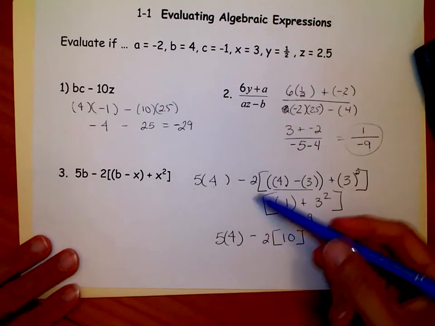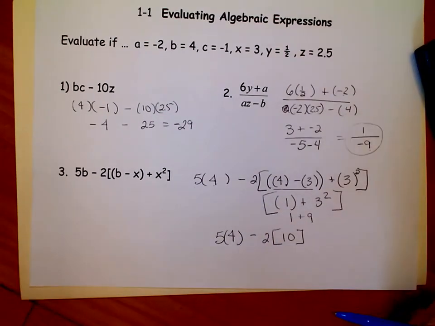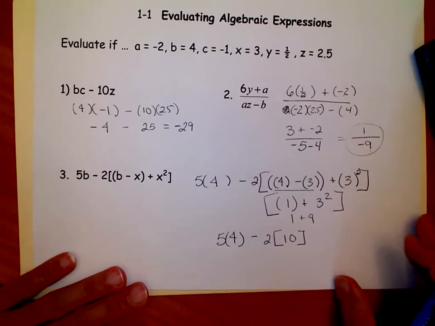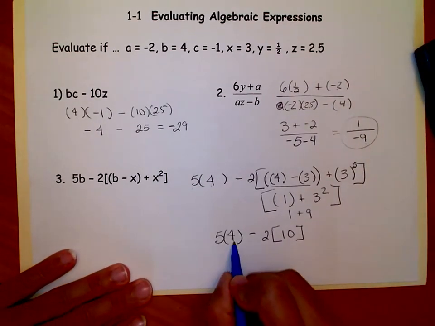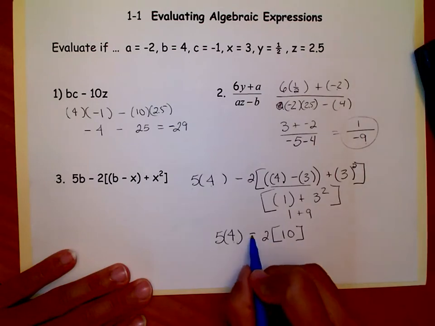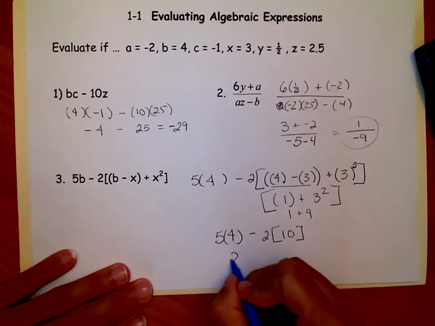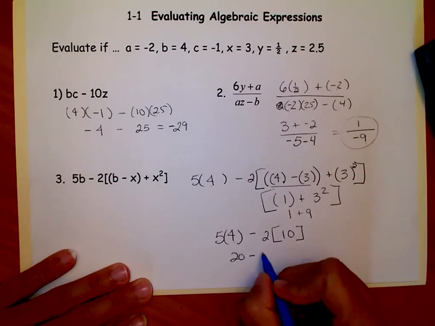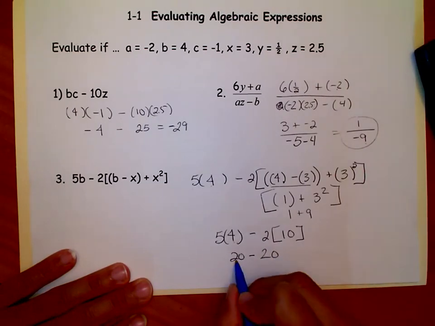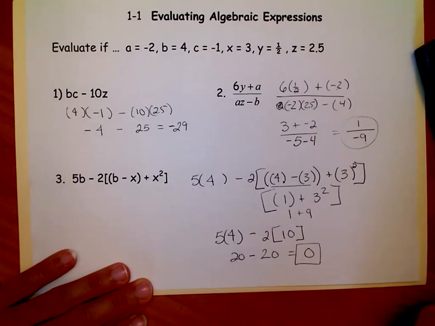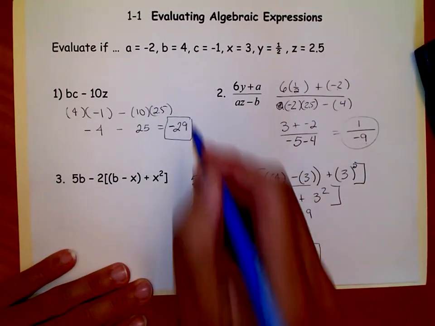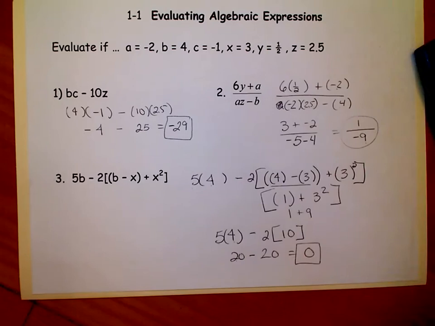So I like to just rewrite the things that I haven't done yet. I feel like I don't make as many mistakes when I do it that way. 5 times 4, 2 times 10, we have to multiply before we subtract. So 5 times 4 is 20, 2 times 10 is 20. Now I can subtract. 20 minus 20 is 0. So 0 is my answer. All that work for a 0. Isn't that beautiful? Hope you enjoyed that.